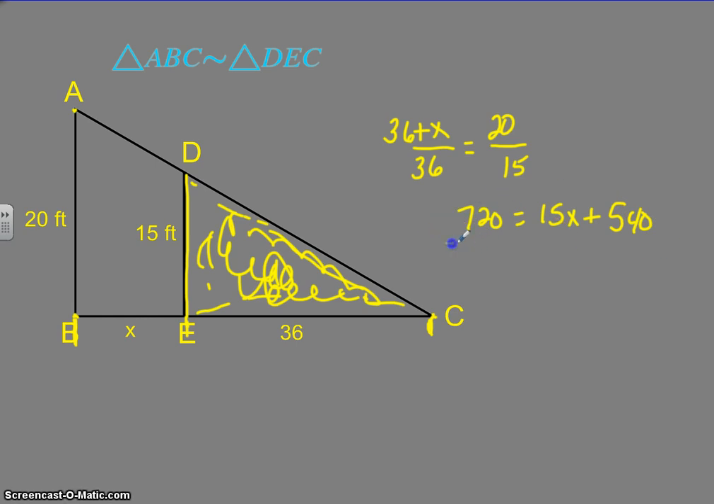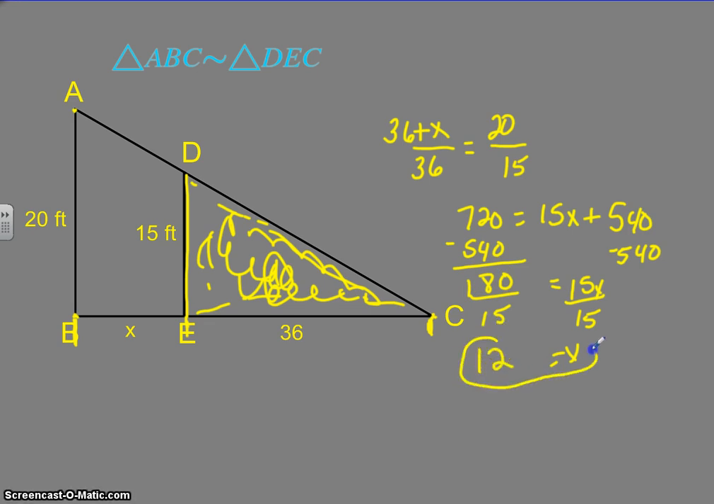Okay, I'm going to subtract 540 from both sides. I get 15x is equal to, that's a 0, that is an 8, that's 1. We're going to divide by 15. X is equal to, well, 15 and 18 is 1 time remainder 3, 15 and 30 is 2. X is equal to 12. So this little small length right here is equal to 12.